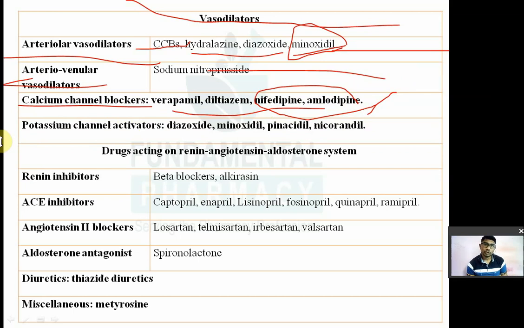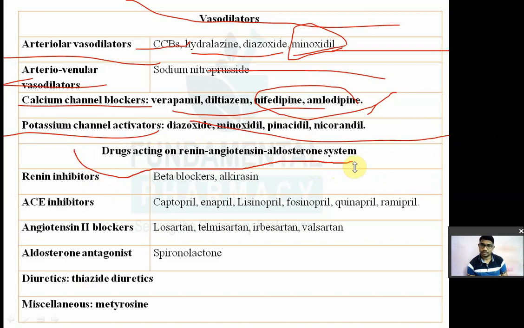The next class will be the potassium channel activators: diazoxide, minoxidil, pinacidil and nicorandil. These are the potassium channel activators. The next class will be drugs acting on the renin angiotensin aldosterone system. I said that in that, first will be renin inhibitors.